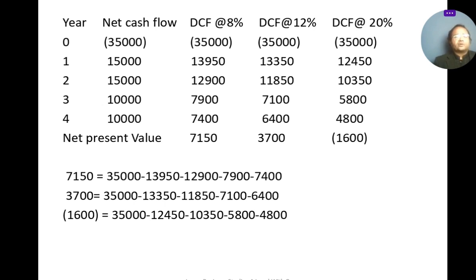So you add all the positive discounted cash flows at 8%, and then subtract the initial investment, and you get 7,150. Second, at a 12% discount rate, 3,700. And at a 20% discount rate, your net cash flow is negative 1,600. So at a 20% discount rate the NPV is negative, but at around 18.17%, between 12% and 20%, you have the IRR.